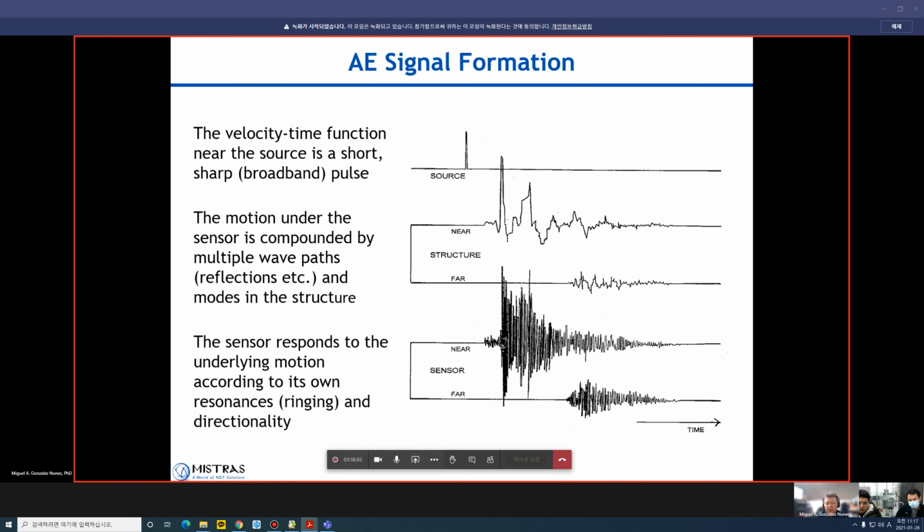Then what is going to happen at the sensor? If the sensor is close to the source, the sensor is going to respond to this high movement with a high electrical signal. If the sensor is far away from the source, the response of the sensor is going to decrease, compared to the movement far away from the source in the structure.